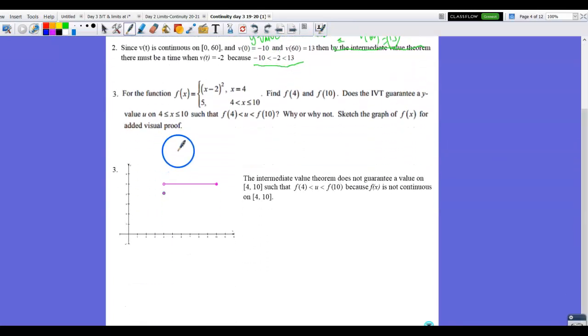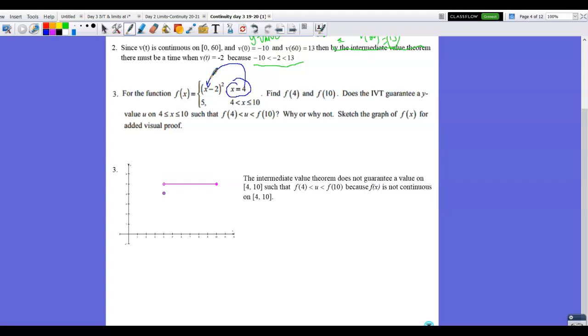In number 3, we have another piecewise function. And so for the piecewise function, the first piece, the quadratic or the parabola, is only defined at one specific value of x. So this is just going to generate 1 point. So the first thing we're supposed to do is find f of 4, and then we're supposed to find f of 10. So when we want to find f of 4, we're going to substitute into this piece of the function, because that's where the equal to is.